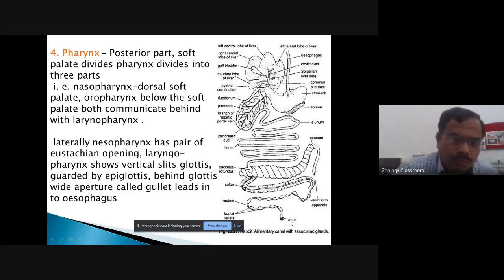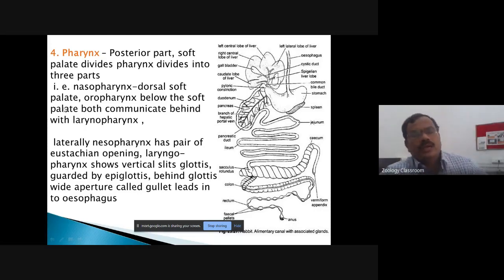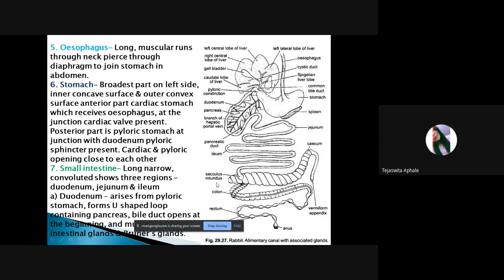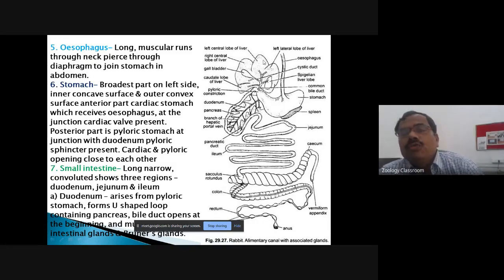Okay, now come to the next structure, that is the esophagus. Come to the esophagus. Is the slide visible to everyone? Yes sir, it is visible. Okay.